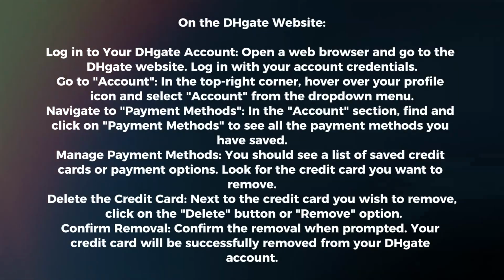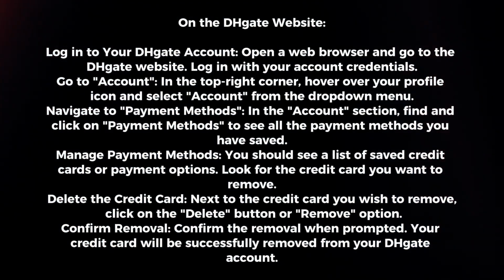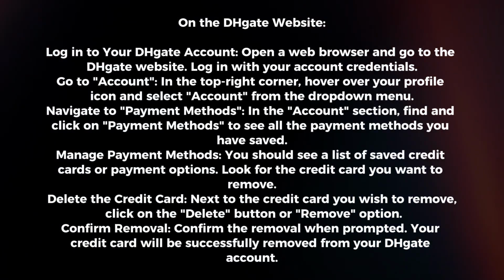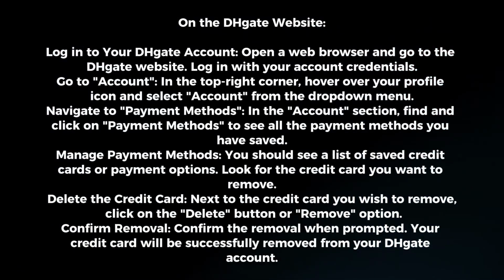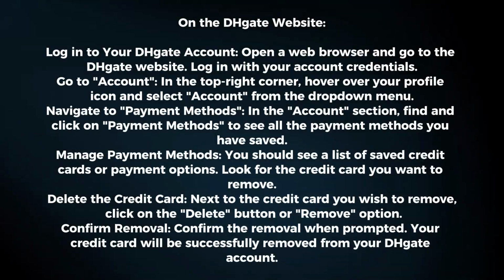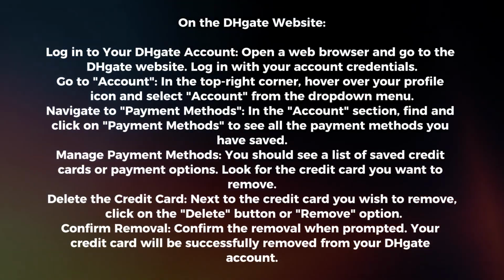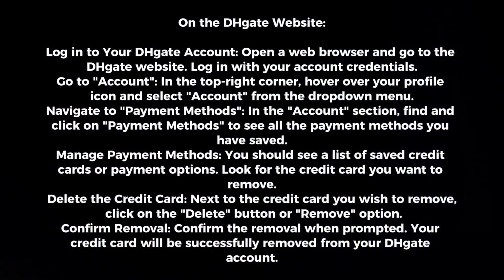Go to Account. In the top right corner, hover over your profile icon and select Account from the drop-down menu. Navigate to Payment Methods. In the Account section, find and click on Payment Methods to see all the payment methods you have saved. Manage Payment Methods. You should see a list of saved credit cards or payment options.